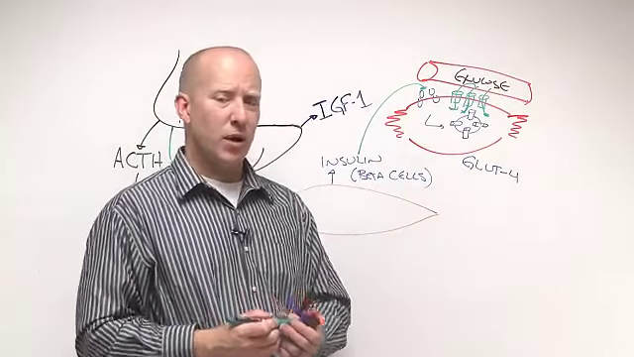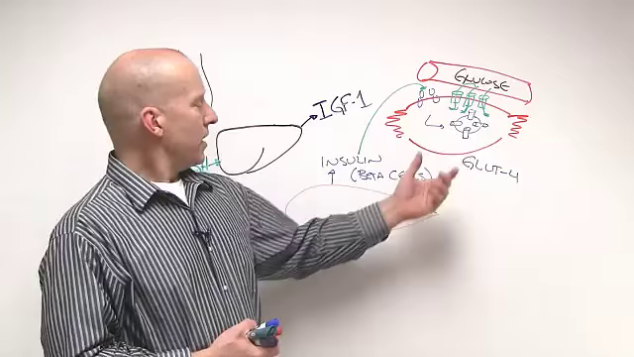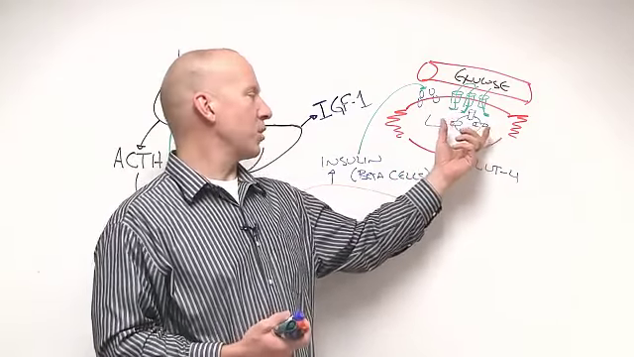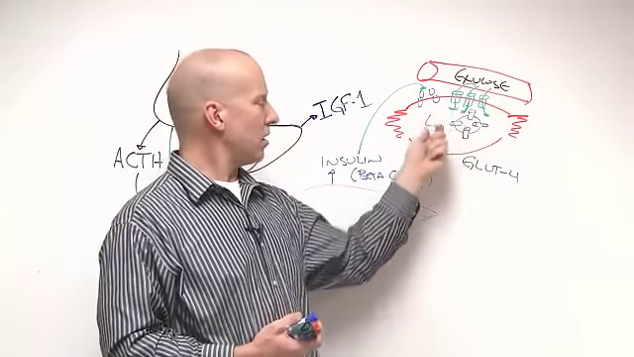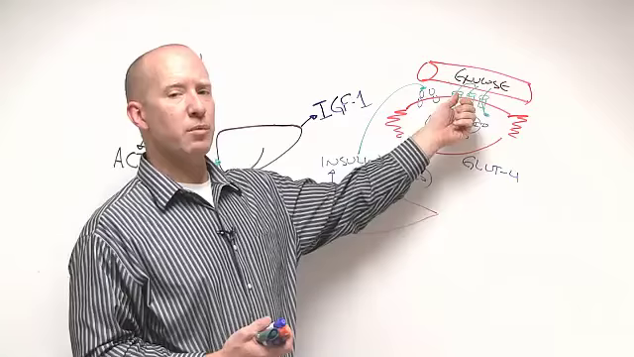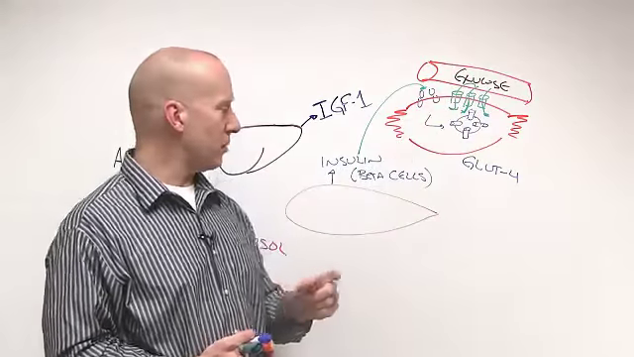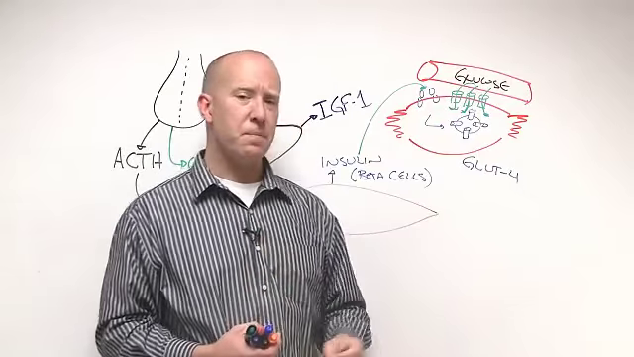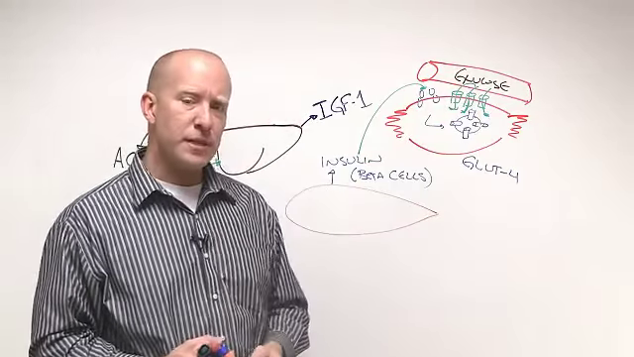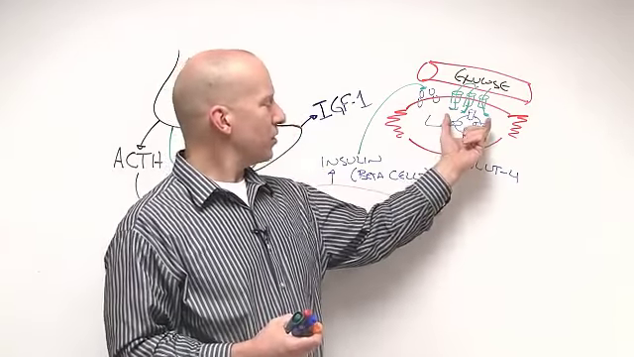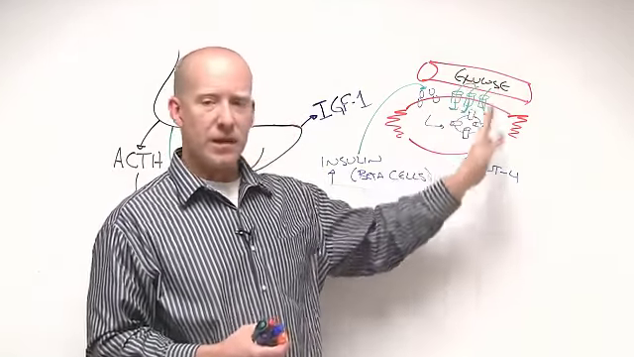Now, I do need to say a quick comment about this. This GLUT4 vesicle, what's called translocation, which means it goes from the cytosol within the cell and then embeds itself into the phospholipid membrane, allowing glucose to come in, requires insulin to do so, but not exclusively. In skeletal muscles, it's been shown that skeletal muscle contraction can actually do this translocation without insulin.